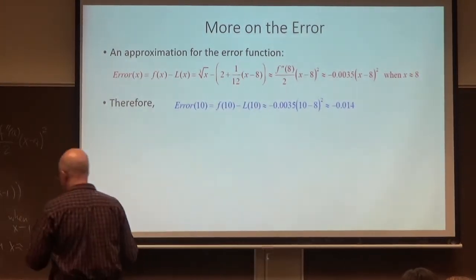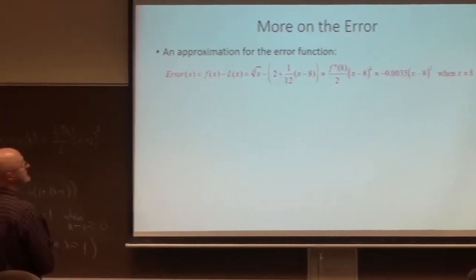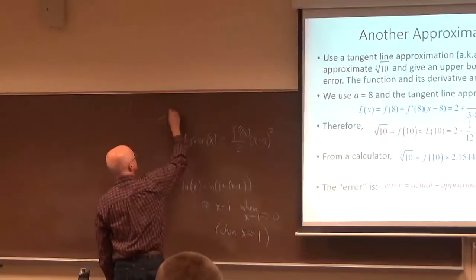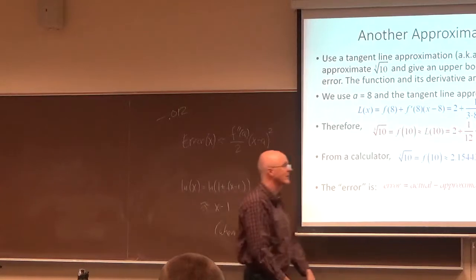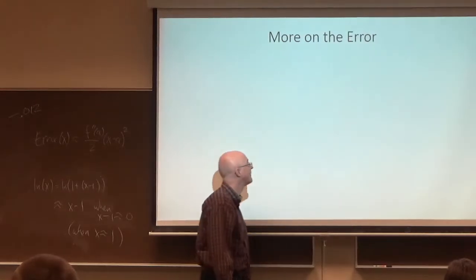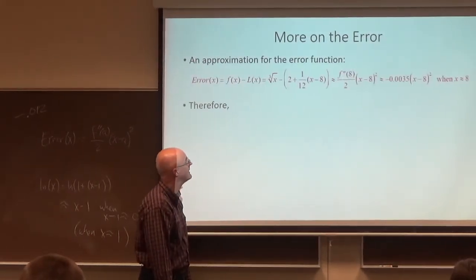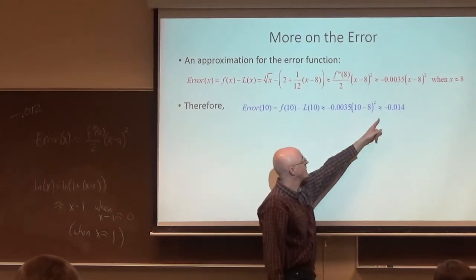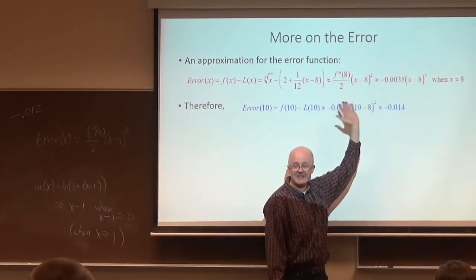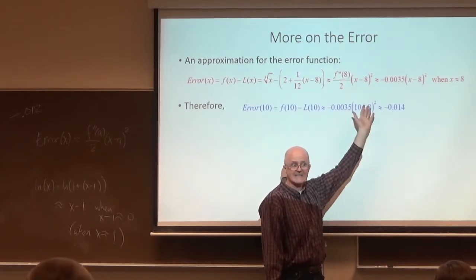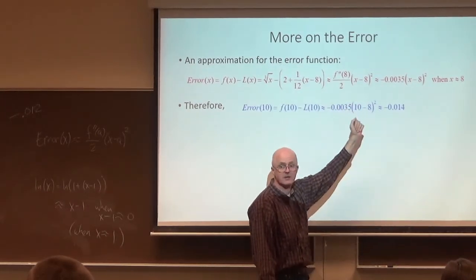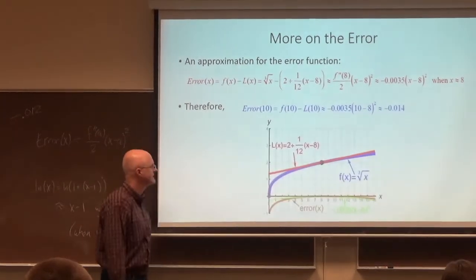What did we get from the previous slide? We got negative 0.012 approximately. Right here. Now from this new slide, we're saying, based on some theory that we're not getting into, that the approximate error should be negative 0.014, not too far away. We're not getting into the theory here. We're just trusting it. There's some theory that can show this approximation is pretty good. Then you can graph it to see it.